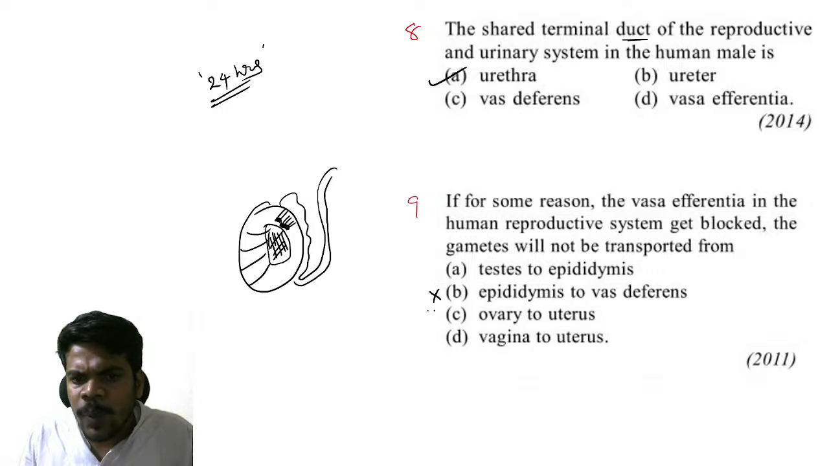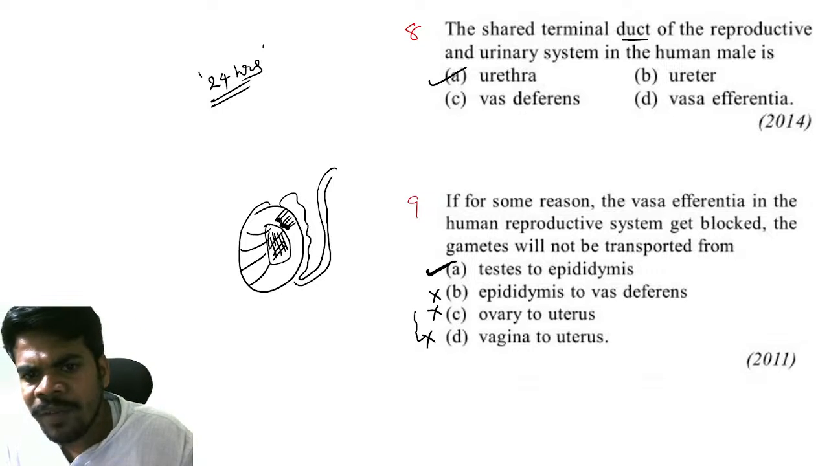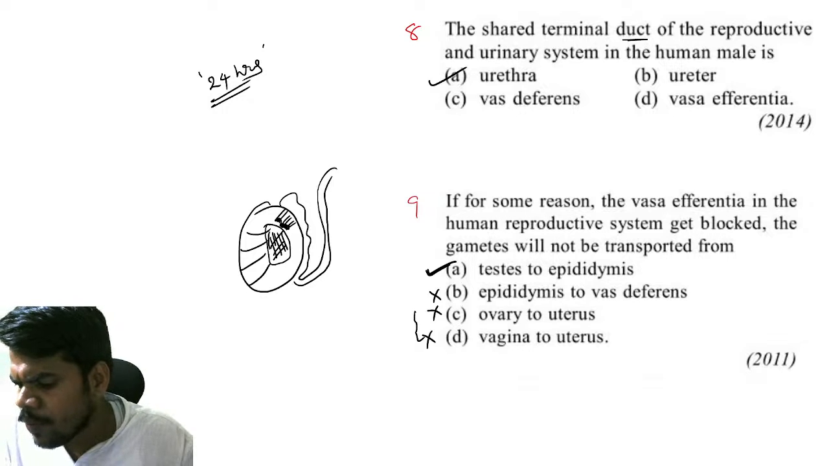The remaining options are all wrong. Ovary and vagina are female reproductive organs. The epididymis is after the vasa efferentia. So the right answer is testis to the epididymis. They will not move. Ninth, A, very good Chandrakant and Varun.